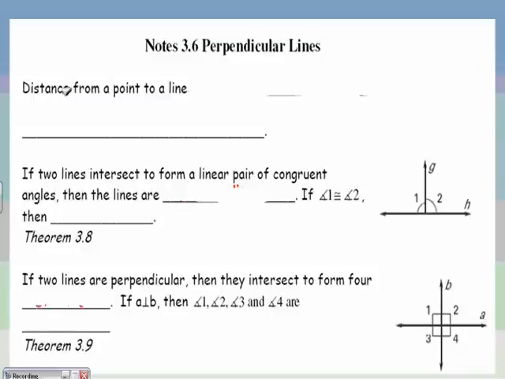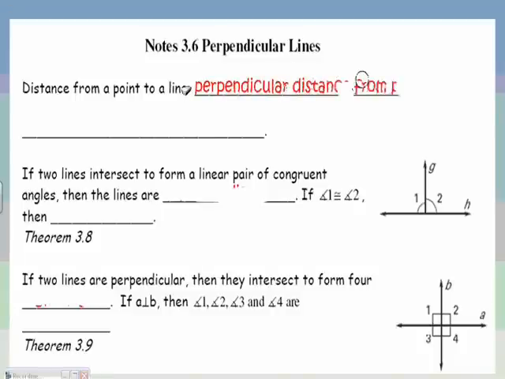All right, so we have a little definition here: distance from a point to a line. The distance from a point to a line is always the perpendicular distance from the point to the line. Perpendicular distance, because it's the shortest distance from the point to the line. All right, so let's talk.